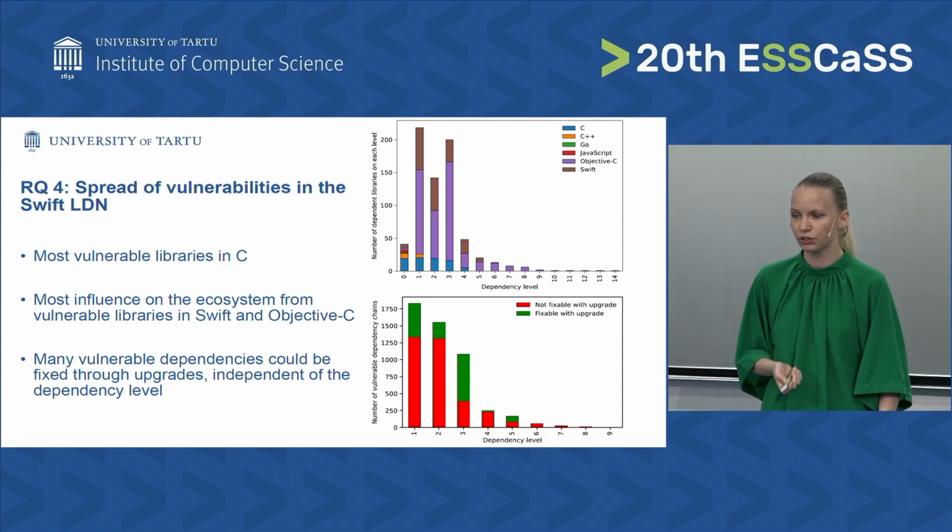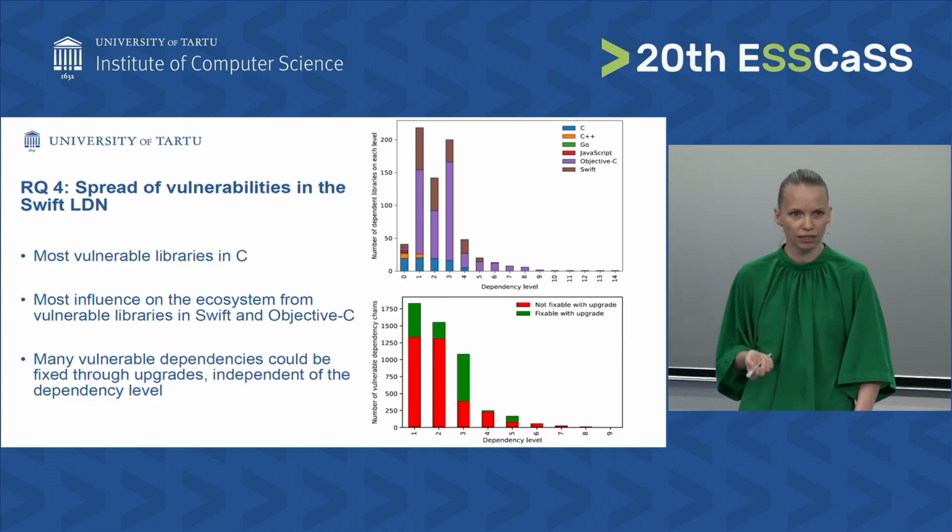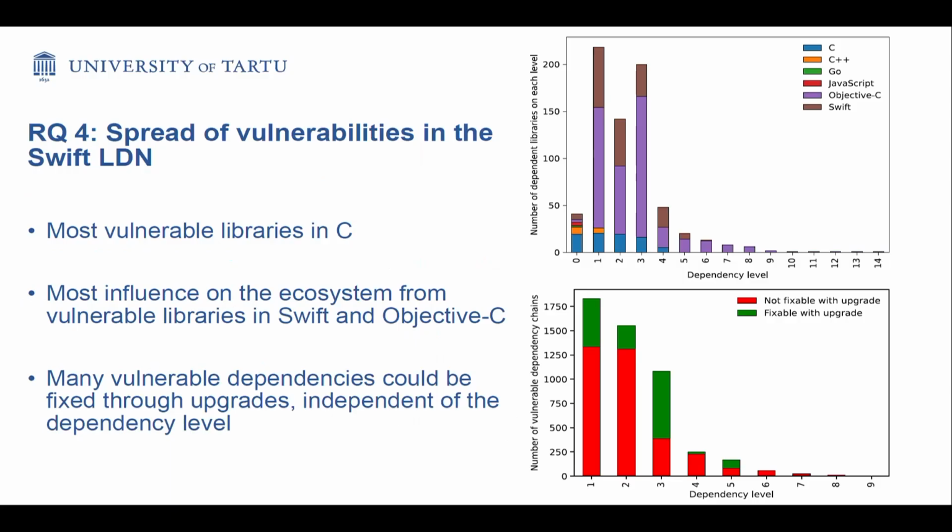I also looked into whether there are any differences based on the language the library is written in. First of all, it looked like most of the vulnerable libraries are written in C, so it might be that's where most of the problems come from. But actually, the libraries written in C didn't have that much of an effect on the whole ecosystem because they just had fewer dependents. Most of the influence came from Swift and Objective-C libraries, since there were a lot more libraries that had dependencies on them.